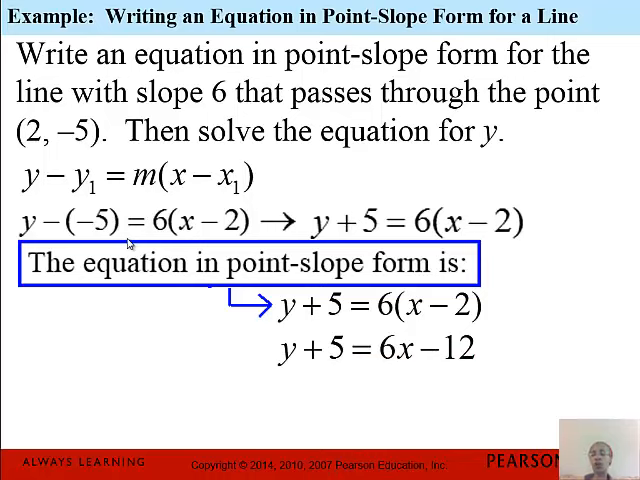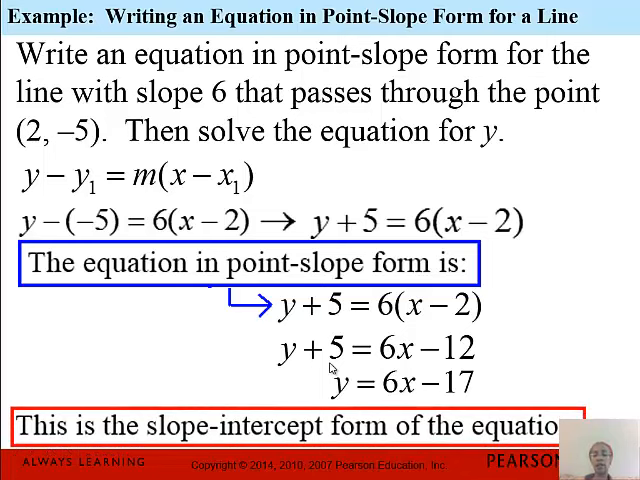So now we will use the distributive property. The slope 6 times the quantity (x minus 2) gives us 6x minus 12. And let's subtract 5 from both sides of the equation. And we find out that solving the equation for y gives us y equals 6x minus 17. And notice that this is actually the slope-intercept form of the equation.